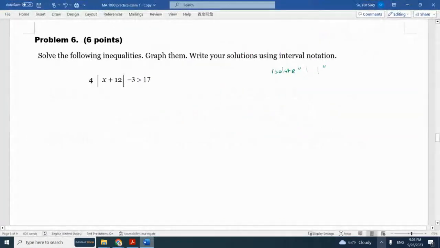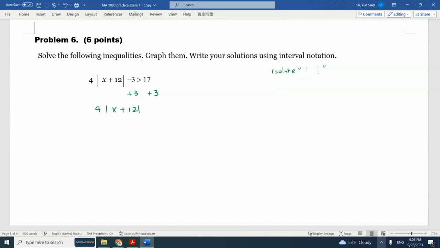So therefore, let's isolate it. We want to get rid of the 4 and minus 3. But what do we do first? We move the 3 first, right? So we add 3 on both sides. Then we get 4 times the absolute value of x plus 12 greater than 17 plus 3, which is 20. And then we want to get rid of the 4, so both sides divided by 4.